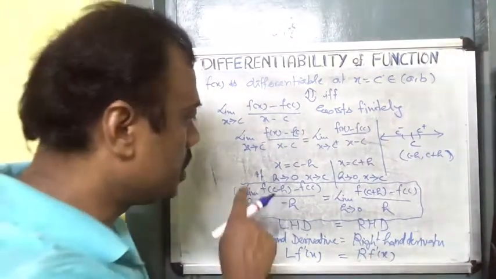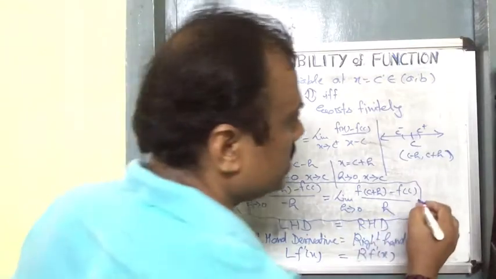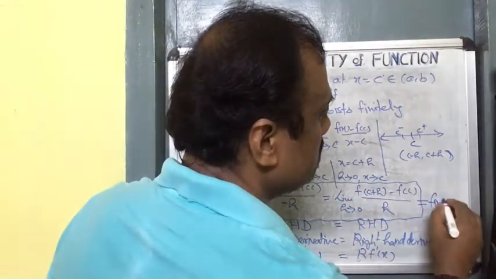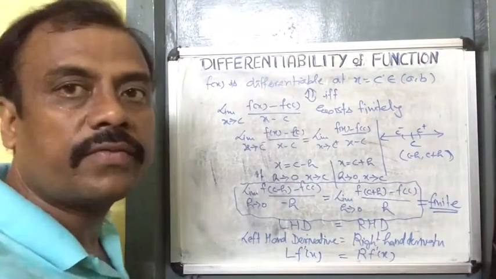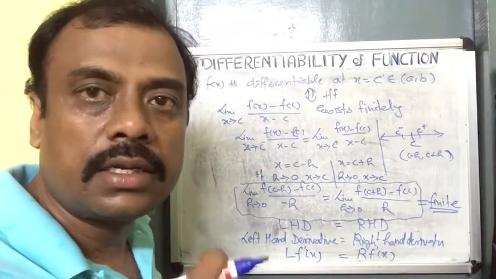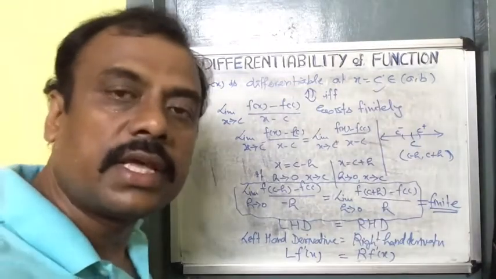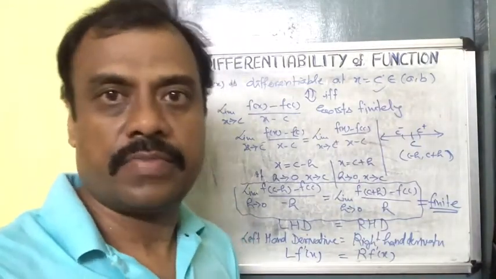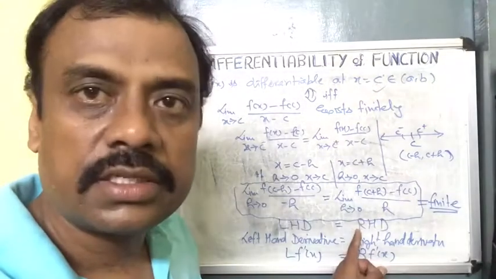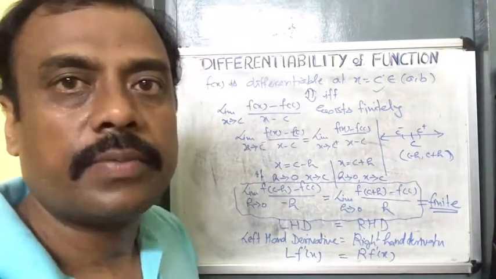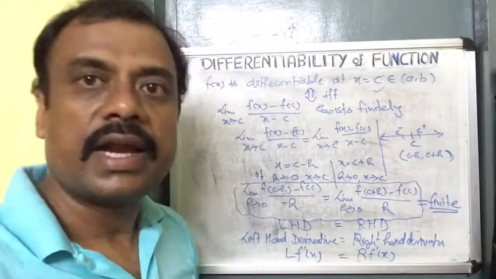When left hand derivative and right hand derivative are equal and finite, this is important, finite, this limit must be finite, then the derivative of that function exists at that point, meaning at that point c, or we can say that function is differentiable at that point. If the derivative exists, it means function is differentiable at that point.